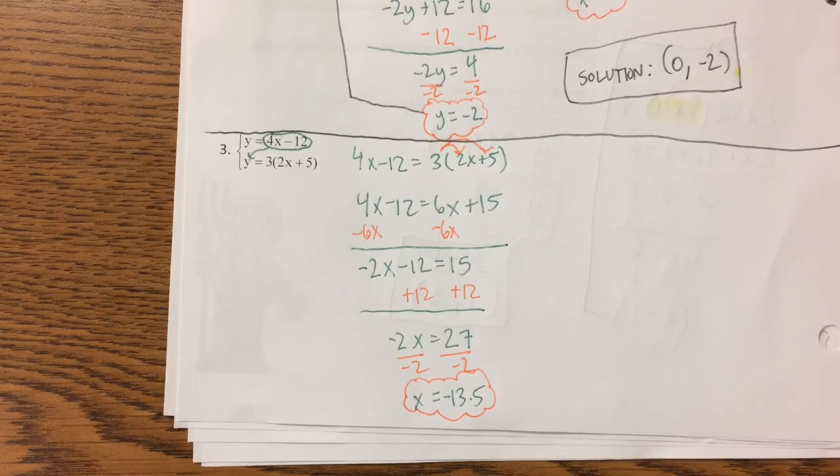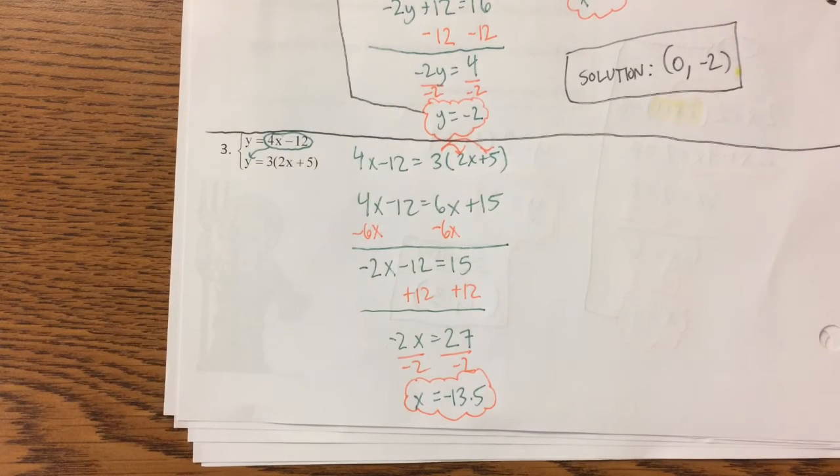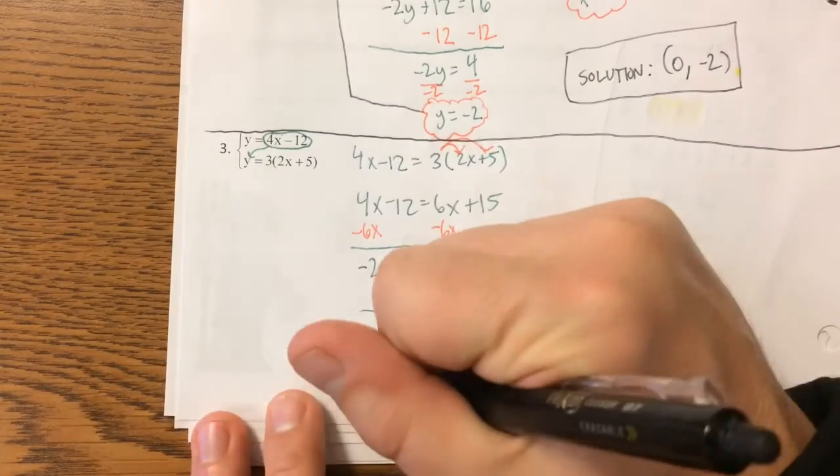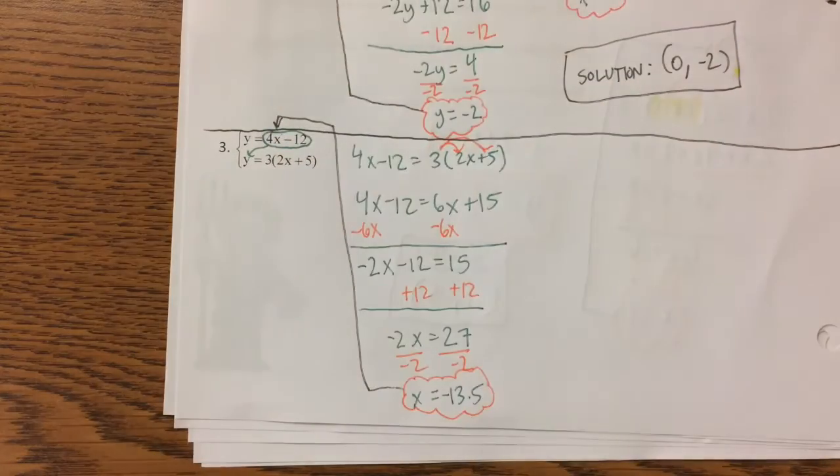Now, which equation do you think would be easier to plug this into, the first one or the second one? The first one has less stuff going on, right? There's fewer numbers to keep track of. You don't have to worry about distributive property or anything. So when you have a choice, always try to go for the simpler one, whichever one's going to be easier to deal with.